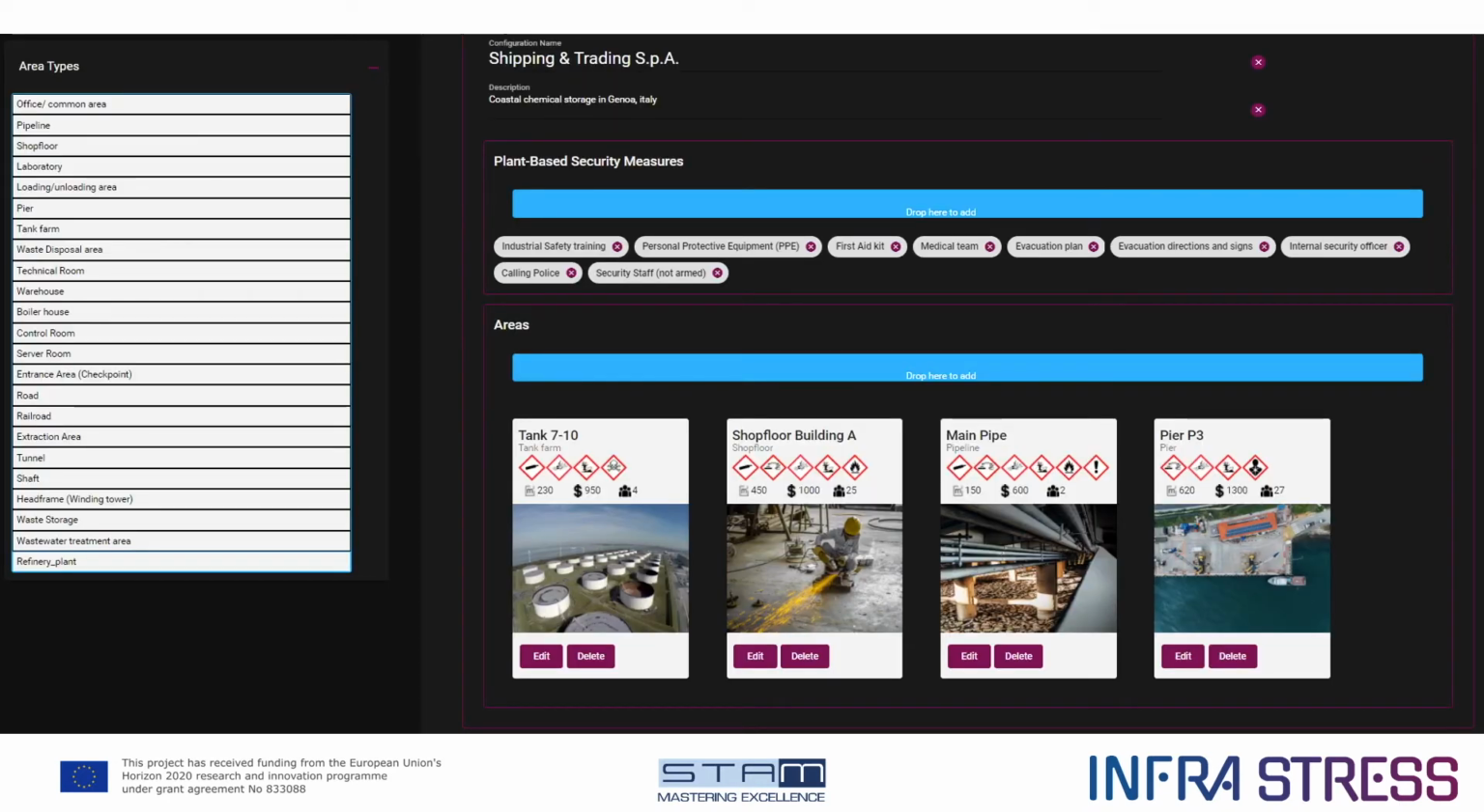In this screenshot, the first interface for modeling the plant is shown. In fact, the user can add areas to its own infrastructure by dragging them from the list in the left and dropping them in the box at the right. The same can be done with plant-based security measures, which appear as chips. In order to edit the area element, the user should click on Edit button and interact with the interface shown in the next slide.